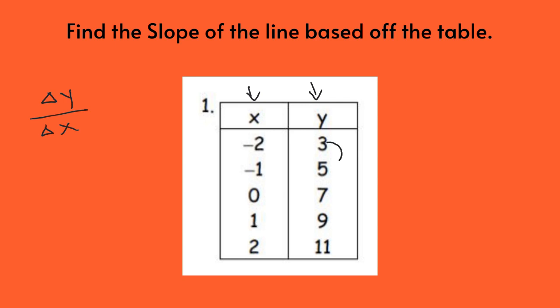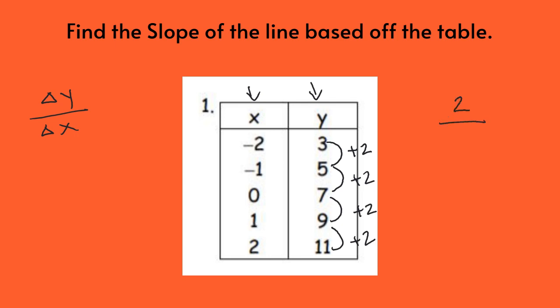So how do I get from 3 to 5? That's plus 2. From 5 to 7, that's plus 2. From 7 to 9, plus 2. From 9 to 11, plus 2. So my change in Y is 2 because I'm adding 2 every time.